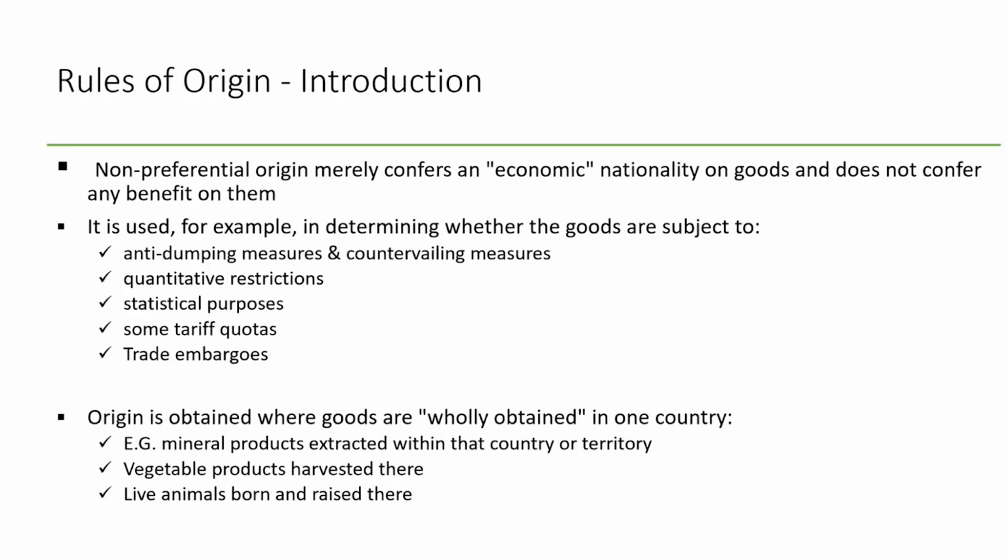So there's two ways to obtain origin. One is where they're wholly obtained in one country, and I would describe that as natural products. So, for example, mineral products extracted within that country, vegetable products harvested there, live animals born and raised there. Excuse me, and then the products of live animals as well, right? So, if you're a cheese manufacturer and you use milk from cows born and raised in Northern Ireland, and you manufacture your cheese up there, then your cheese is wholly obtained in Northern Ireland.